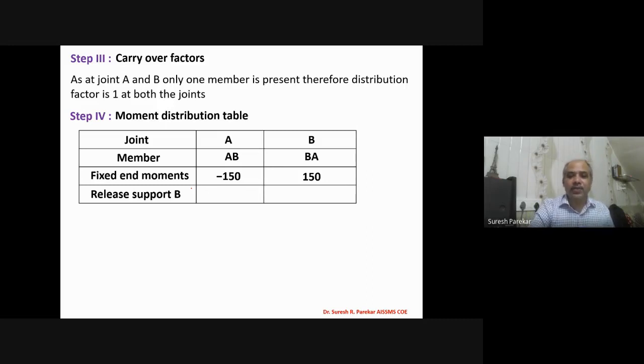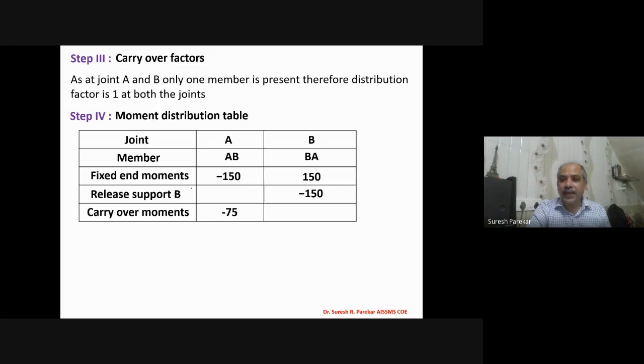To release it, we know the final moment at B should be 0, because it is an end support and a simple support. So I will make it 0 by adding minus 150 to this. We have seen that if we add a moment at any joint, we have to take the carryover there, and that carryover is always 50%. So we have minus 75. Now the total or final moments: we get minus 225 kilonewton meter, and for BA we have 0, because the end support is a roller. So MAB is minus 225 and MBA is 0.